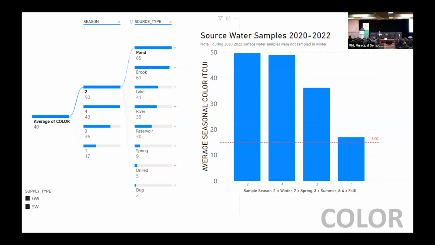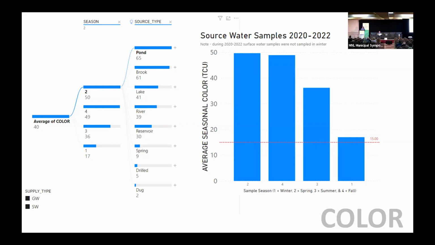So we can see the first two there are showing summer and fall. And this is just related to color. This is just an example. So we can see how color can fluctuate throughout the year. It can be impacted by things like heavy rain, snow melt, spring runoff, anything that could be increasing color, even wind events. So in this scenario here, it's showing our source water sampling for over a 3-year period.